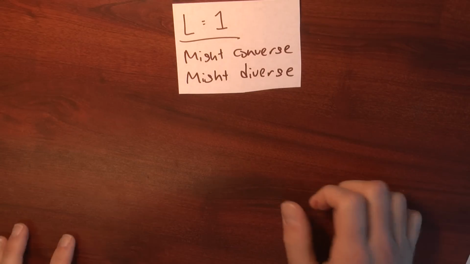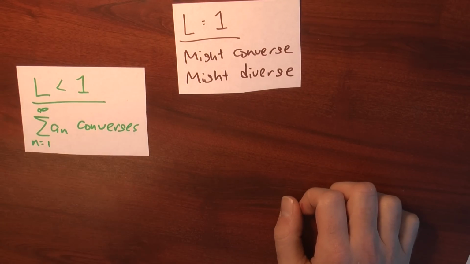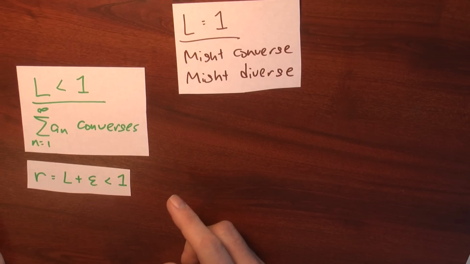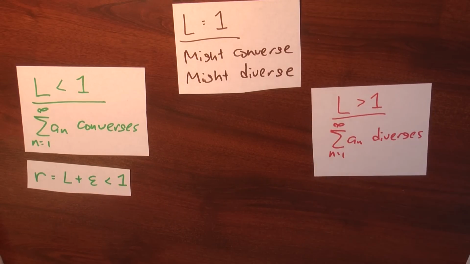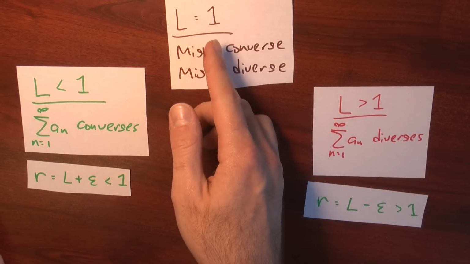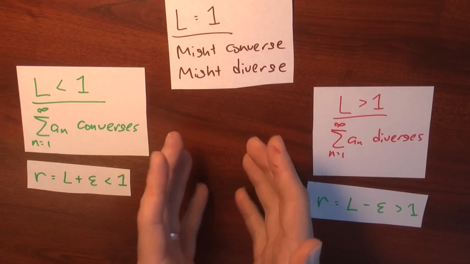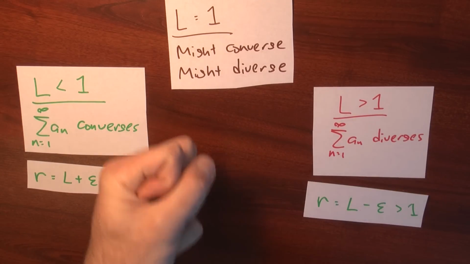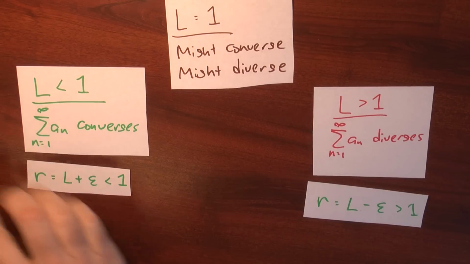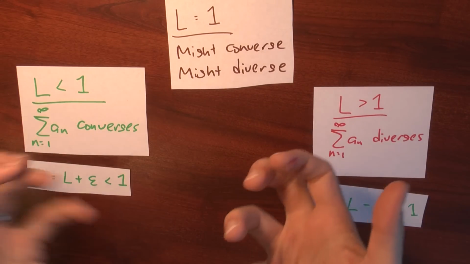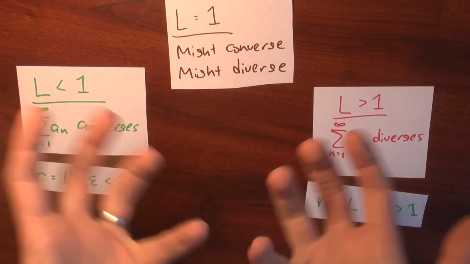And why not? Well, when L was less than 1, then I could pick a value of epsilon so small that even L plus epsilon was less than 1. And when L was bigger than 1, I could pick a value of epsilon so small that even big L minus epsilon was bigger than 1. But when L is equal to 1, there's no hope for me being able to choose a small enough epsilon so that I can control the ratio between subsequent terms to eventually all be less than 1 or eventually all be bigger than 1. So I'm not going to succeed in comparing my series to a geometric series.